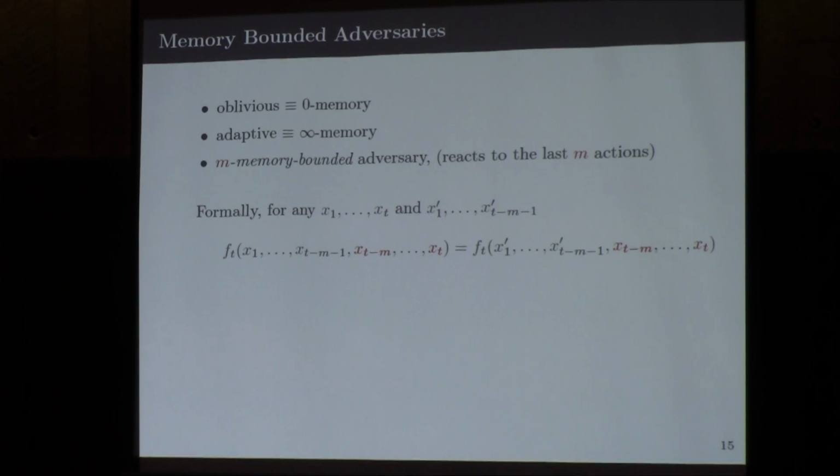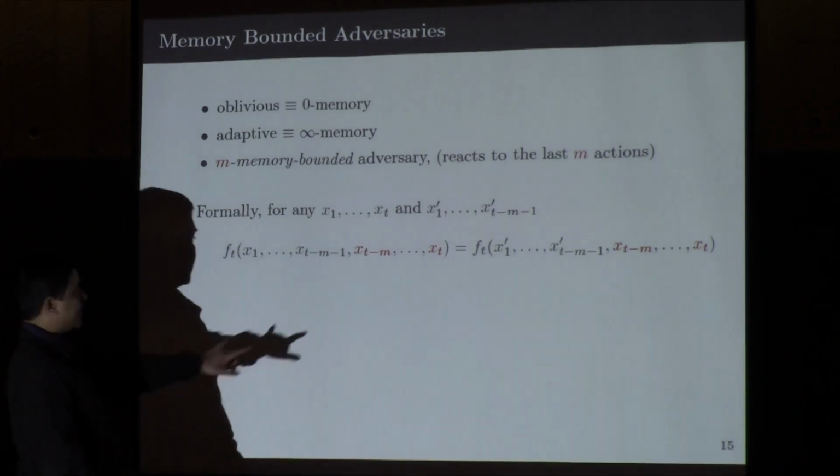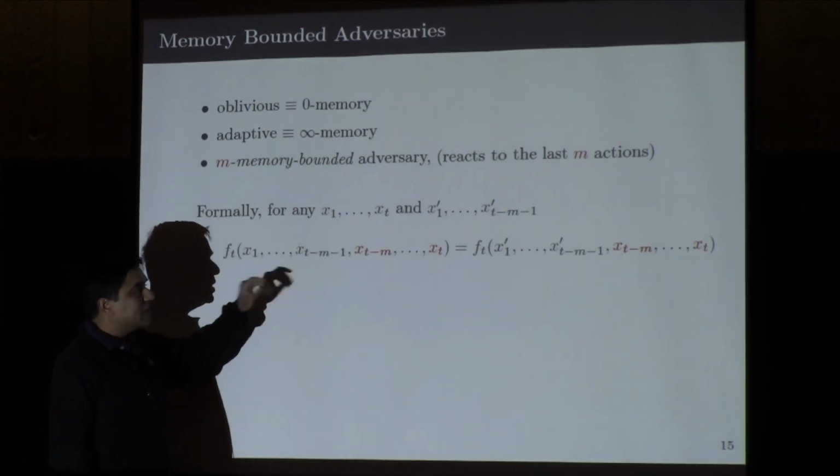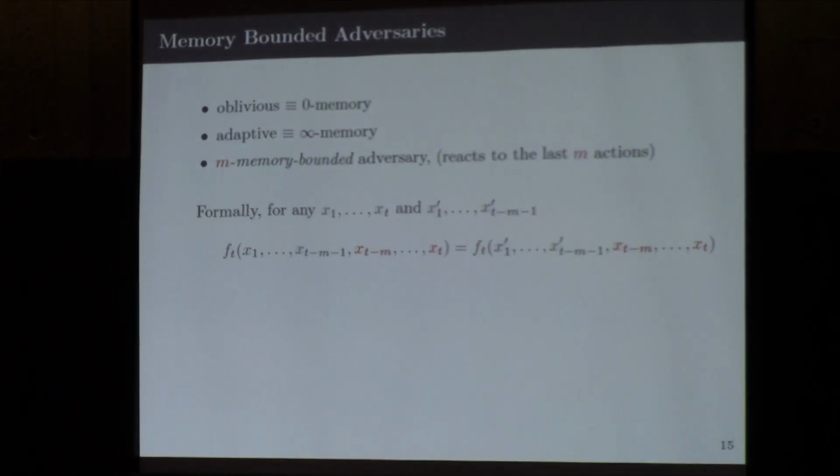So if you look at an oblivious adversary who doesn't react to your past actions, then it's basically just zero memory. It has no memory, right? Whereas an adaptive adversary, the way we describe it, has infinite memory. It remembers all your past actions. So a natural restriction to consider is what if we assume an M memory-bounded adversary, which only reacts to your last M actions? So basically, if the last M actions are the same, then no matter what the rest of the prefix is, no matter what happened before that, these are the same loss functions.